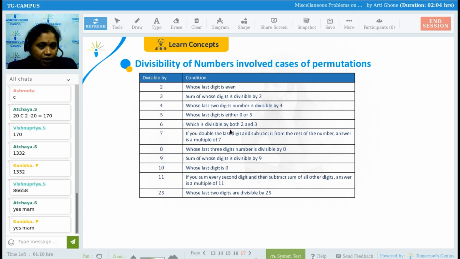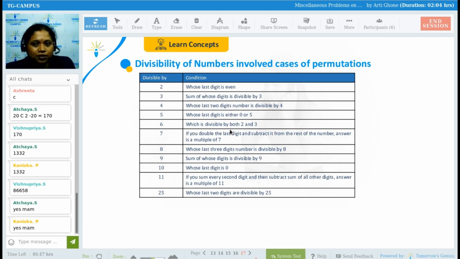Once in this section only, in permutations, I gave you the homework of checking the divisibility test of different numbers, and no one answered me. So this is very basic but very important, and I know with time you just lost it from your mind. So I'm just revising.